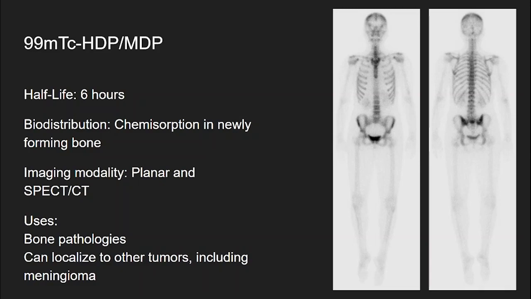The images on the right are from a normal anterior and posterior whole body bone scan. But these bone scans should always be carefully scrutinized for both osseous and non-osseous abnormalities.